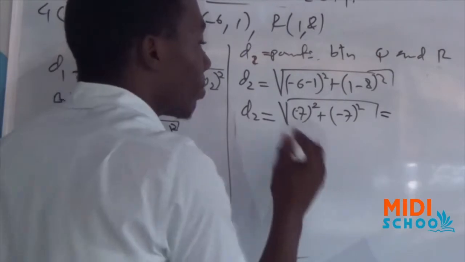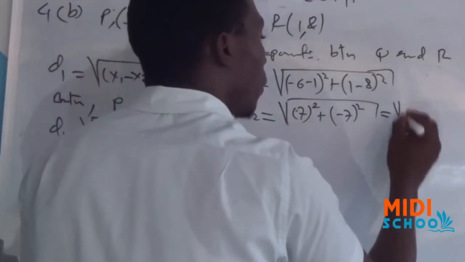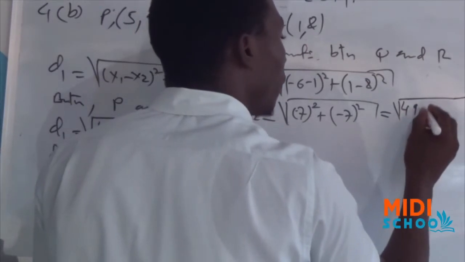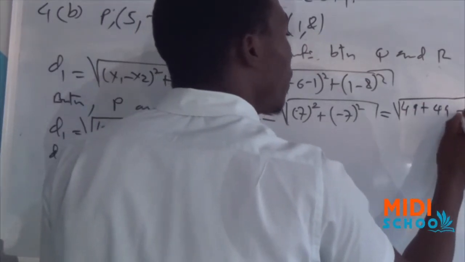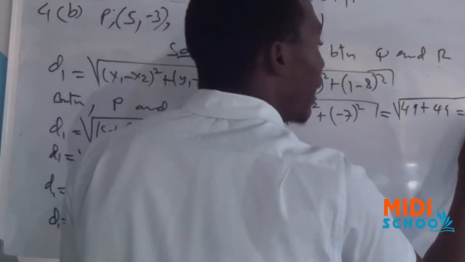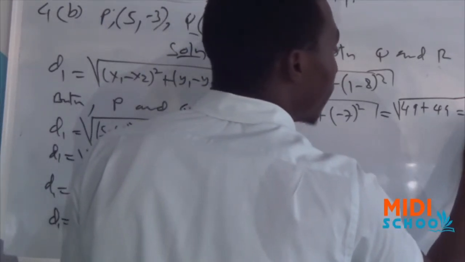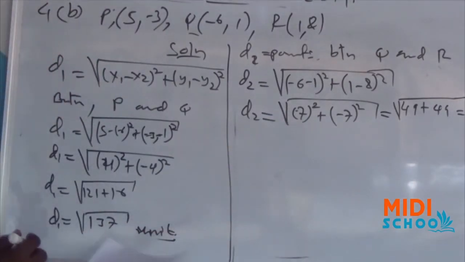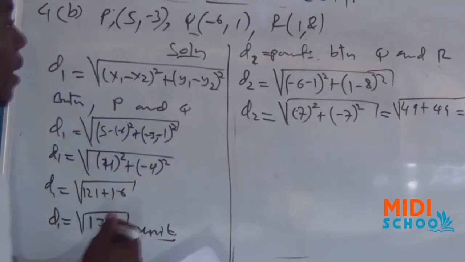So here the answer is the square root of 49 plus 49, which is equal to the square root of 98. 98 is not the same as 137. So let's proceed with the next pair of points.